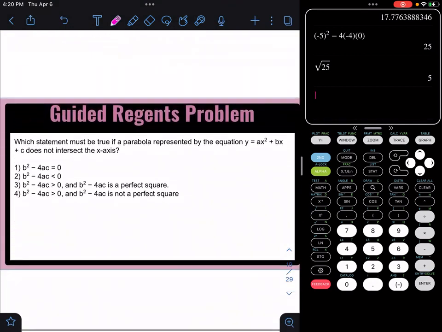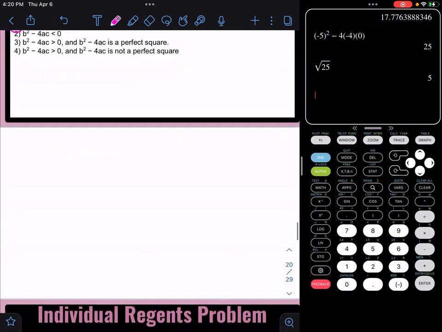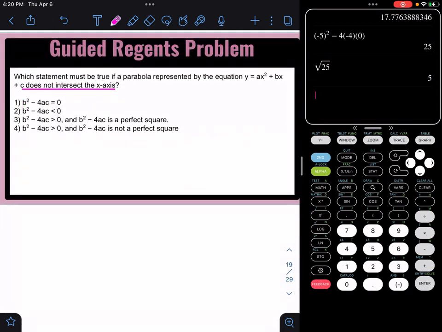Let's look at this next one. Which statement must be true if it does not intersect the x-axis? If it does not intersect, that means our discriminant is 0. No, not 0. If the discriminant is 0, that would mean there was 1 solution. For it to never touch it, then we would need 0 solutions, and the only way you get 0 solutions is if you have a negative discriminant, which is answer choice 2.